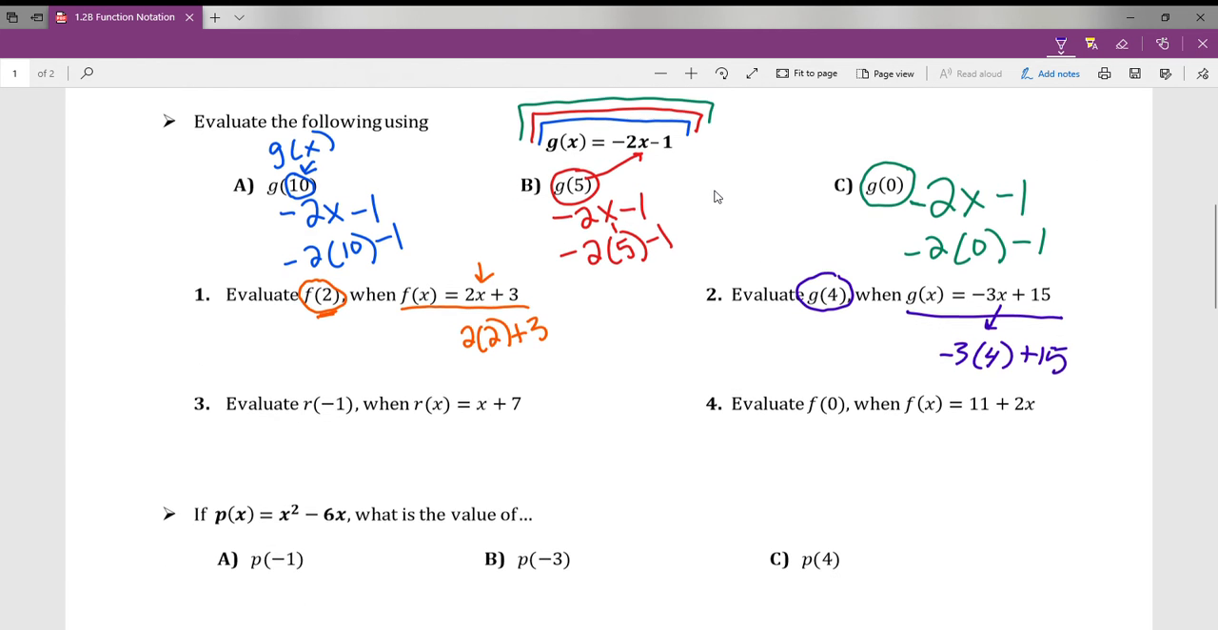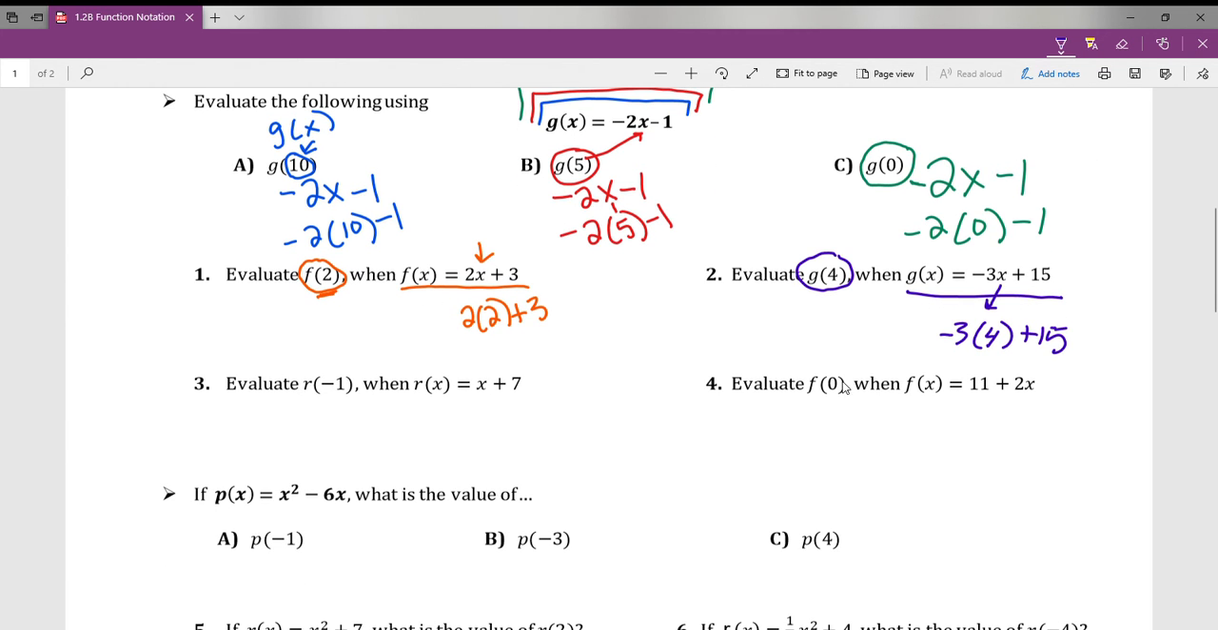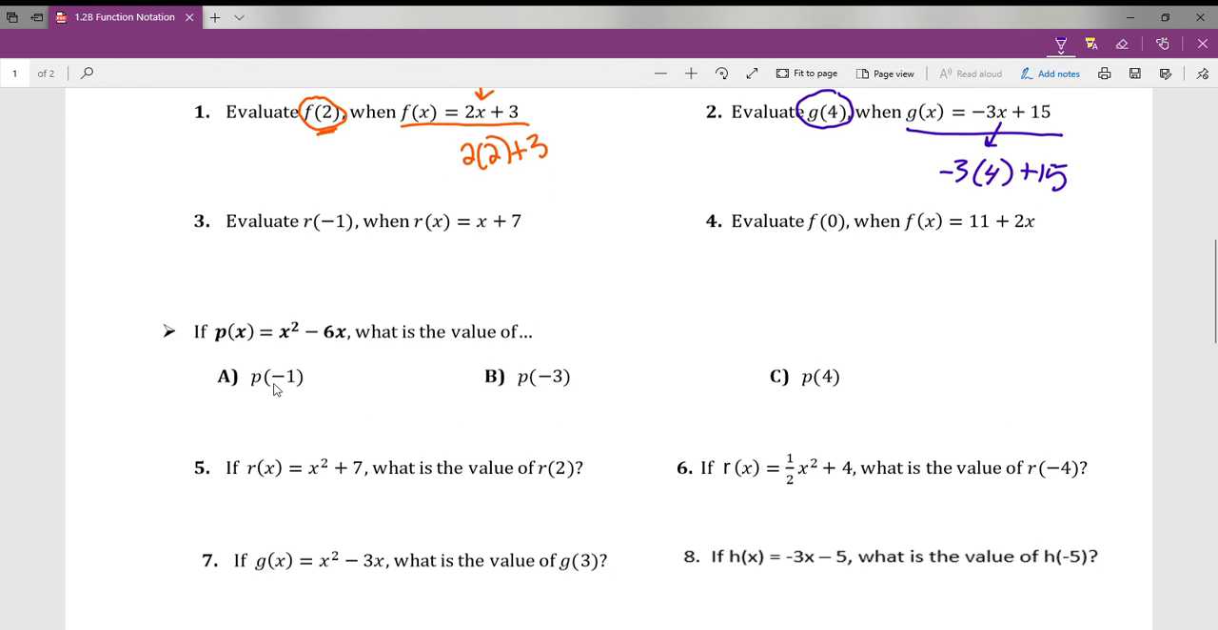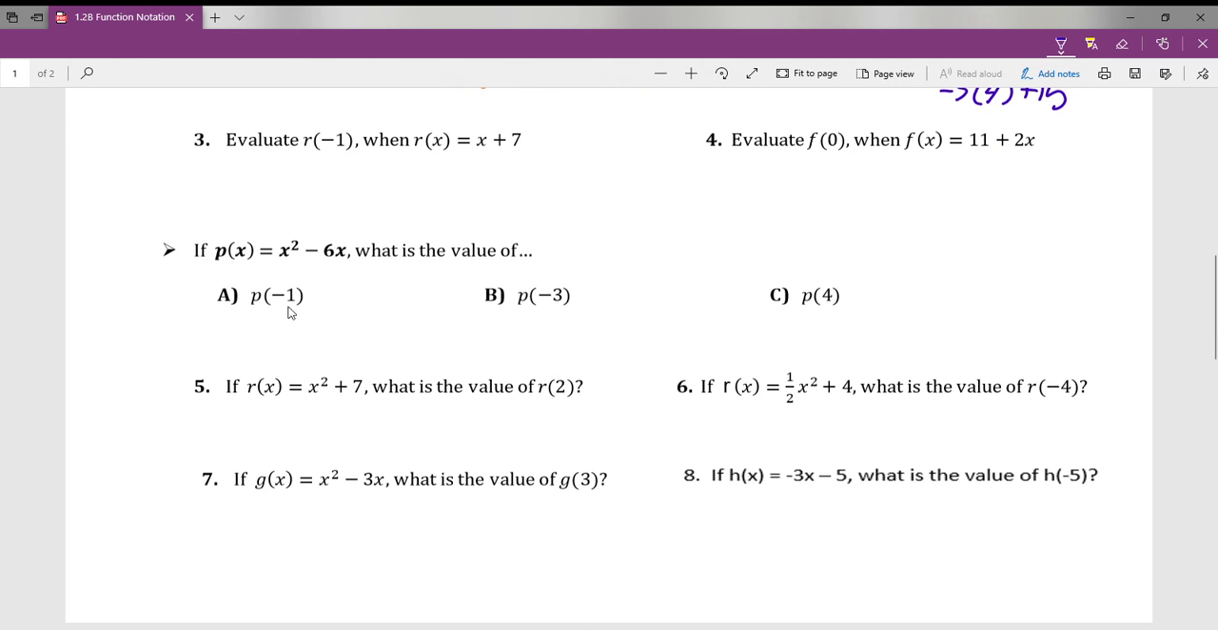If you're working on your own, I want you guys to try 3 and 4 right now. Pause the video, try and get 3 and 4, and then once you're ready, go ahead and continue to click play. I'm going to go through these examples right here, A, B, and C.